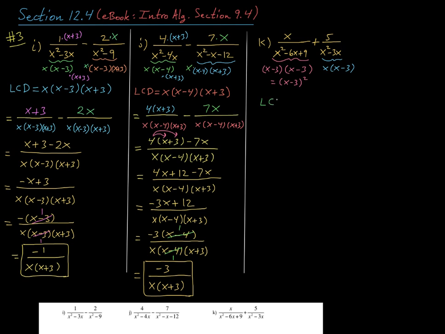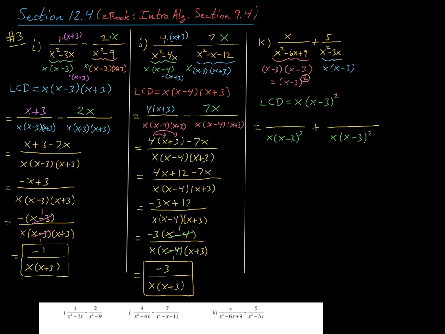So now to build our LCD, the distinct factors are x and x minus 3. And then as far as the exponents are concerned, well, since x minus 3 shows up as a square from this first denominator, I need a square there for the LCD. All right, and so now let's go ahead and rewrite each fraction. And these have this common denominator, x times x minus 3 squared.